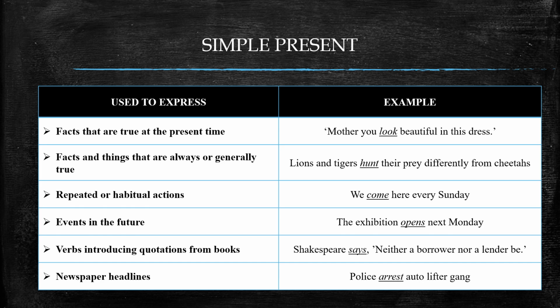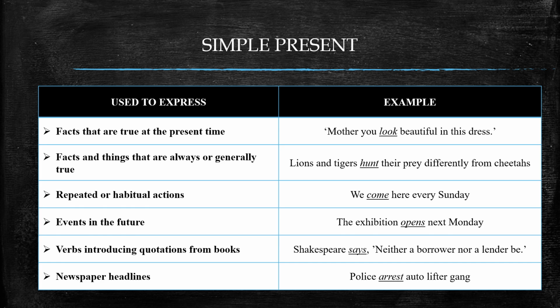Now let us look at the first tense, that is the simple present tense. The verbs in this tense are used to express facts that are true at the present time. For example, mother, you look beautiful in this dress. Also used to express facts and things that are always or generally true. For example, lions and tigers hunt their prey differently from cheetahs.